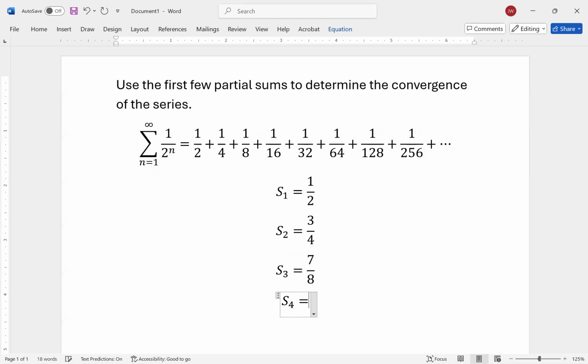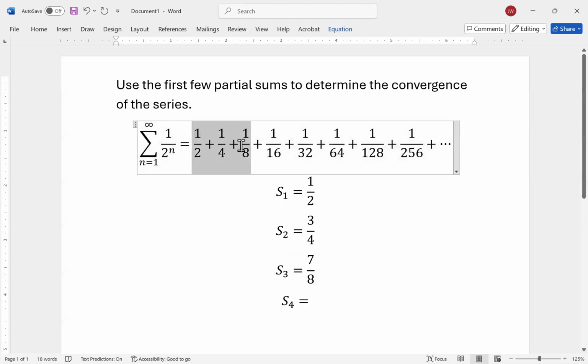S4, basically notice that this is like 7/8 plus a 16th. So if I add a 16th to this, I can just write double the top and bottom. So that'll be 14 over 16 plus a 16th. That's 15 over 16.